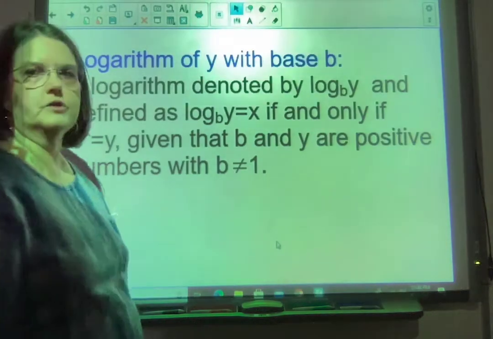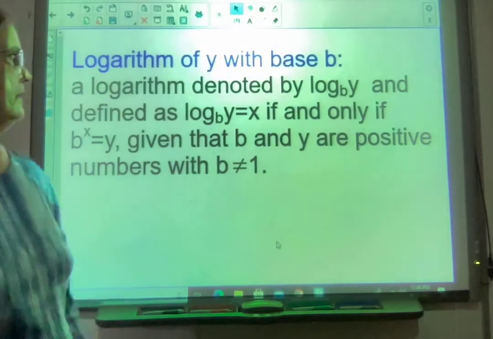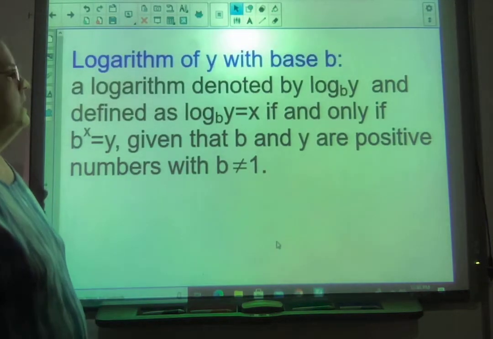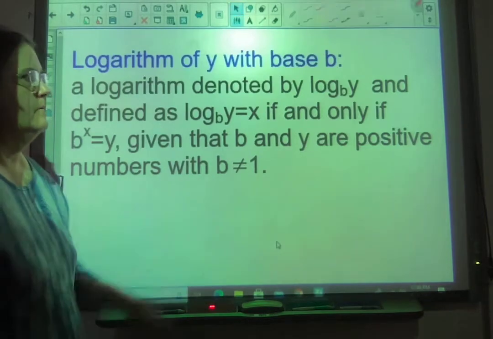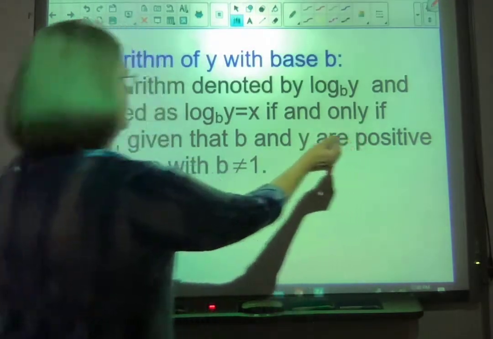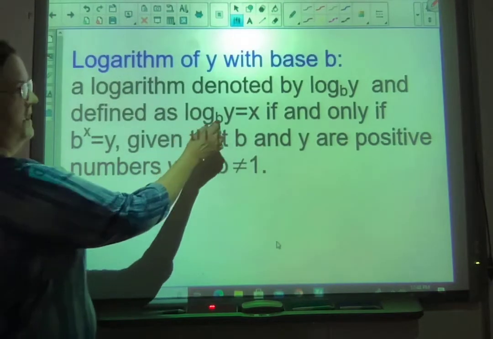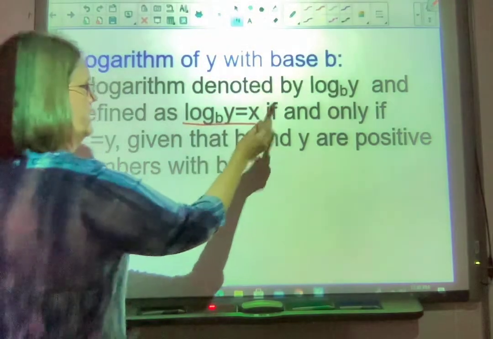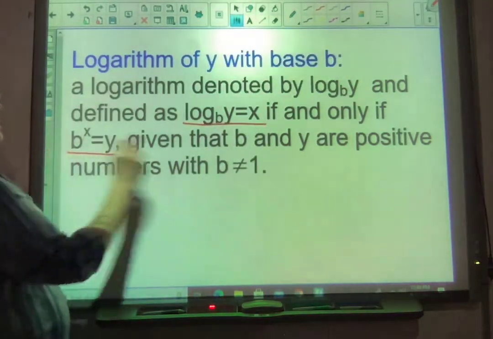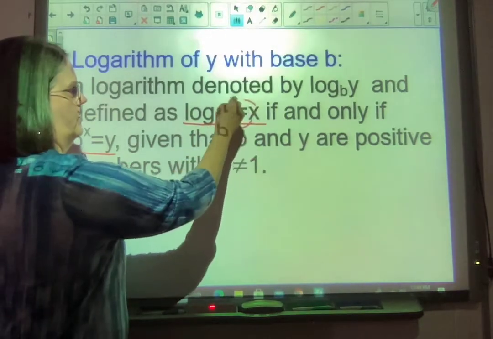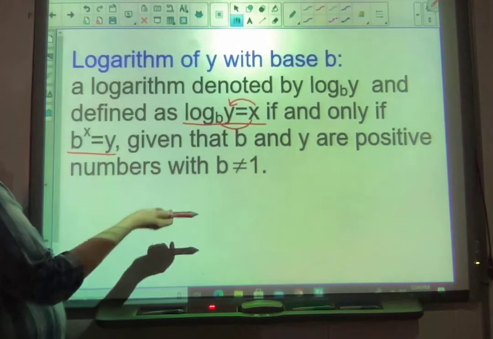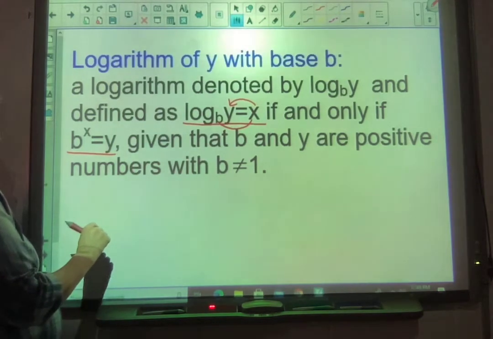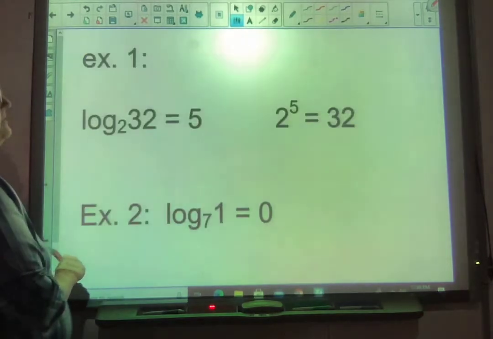Okay, this is our first logarithm lesson, and we have a definition of a logarithm of y with a base of b. A logarithm denoted by log base b of y is defined as follows: log base b of y equals x if and only if, notice this, the logarithm can be written as an exponent. So b to the x power is equal to y, given that b and y are positive numbers with b not equal to 1. All right, so let's do one of these.